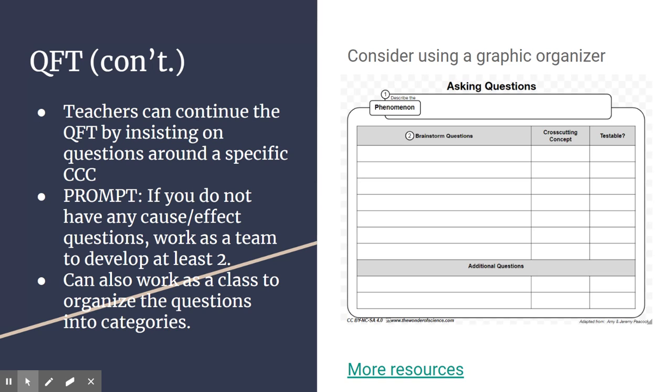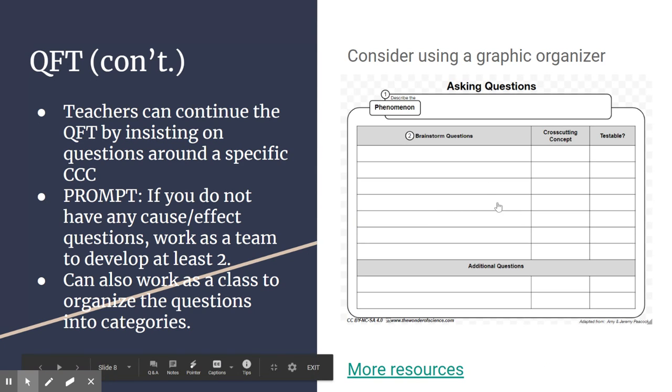If you're really asking for things that are testable and you organize them into categories, you could then have groups. Okay, group A, you're working on testing these ideas in this category that are dealing with the marker. Group B, you've got all these ideas that have to do with temperature, so you're going to test these temperature ideas. That way you've got groups really focused on their investigations instead of going all over the place, kind of a shotgun approach. You're having groups key in on what you want them to test. All right, so that's basically QFT in a nutshell.